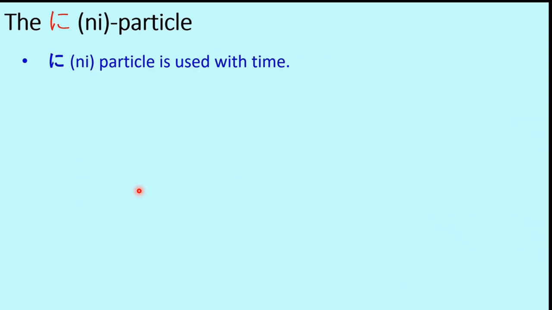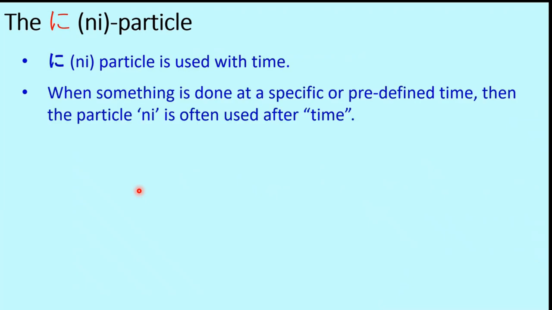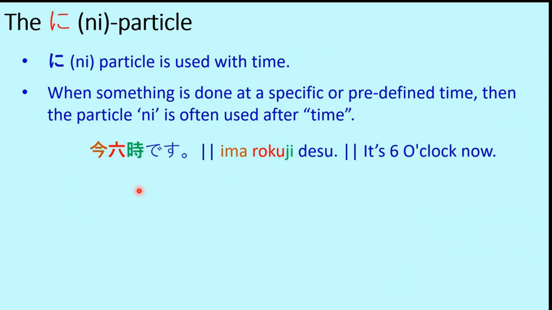Ni particle is used with time when something is done at a specific or predefined time. Then this particle ni is often used after the time. So what does that mean? So this is a very simple sentence. Ima rokuji desu. That means it's 6 o'clock now.